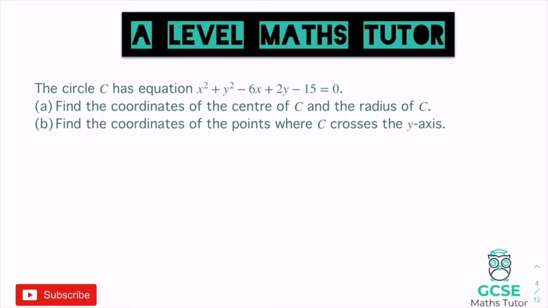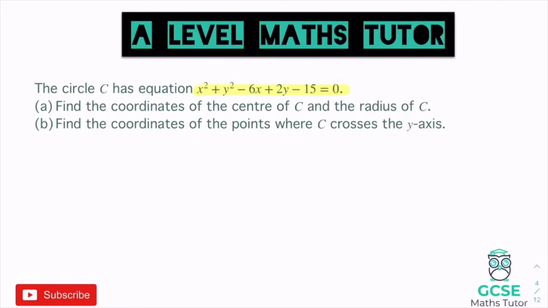So it says the circle C has equation, and then we have the equation here in lots of pieces. We've got x squared, y squared, x, y's, and a number, and it all equals 0. It says find the coordinates of the centre of C and the radius of C. And then we've got another question here that says find the coordinates of the points where C crosses the y-axis. We'll have a look at that in a sec, but this actual equation has to be rearranged in order to get it into the format that we want.